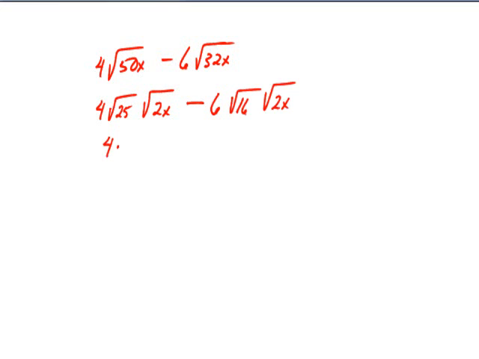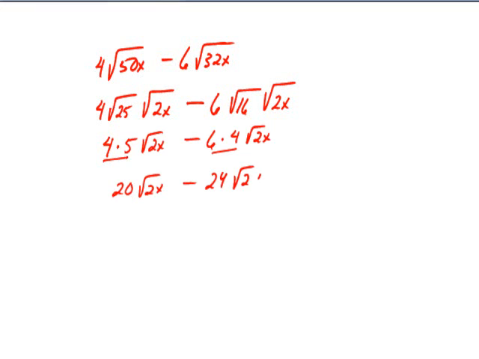If I simplify square root of 25 and simplify the square root of 16, simplify the outsides of the radicals, 20 root 2x minus 24 root 2x. Now I have like radicals. I can subtract the coefficients 20 minus 24 to get negative 4 root 2x, and I've simplified the original expression.